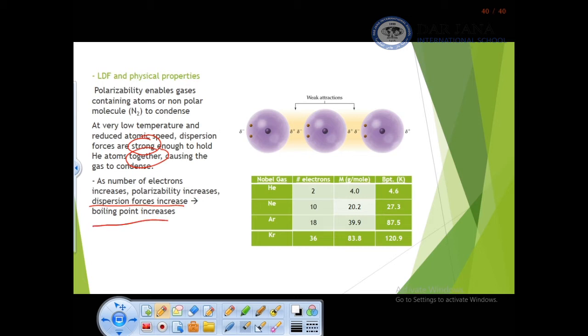Look at the picture. We have a weak attraction between each one of them. Let's analyze the table. We have He, Ne, Ar and Kr, noble gases. The number of electrons is 2 for He, 10 for Ne, 18 for Ar, and 36 for Kr. The molar masses are 4, 22, 39, and 83. Look at the boiling point: as the molar mass increases, the boiling point also increases, regarding, of course, the number of electrons, which also increases.